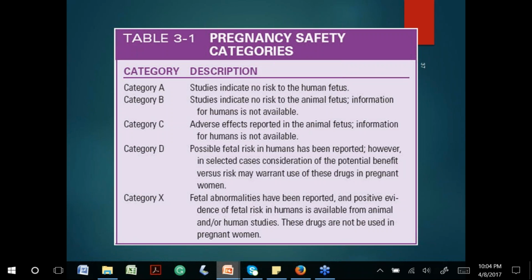And second, because at that time the blood flow to the uterus increases dramatically. So that's why there is a higher risk that some substances can pass through the placental barrier. So during pregnancy, the one I want you to remember is we have A, B, C, D, X.